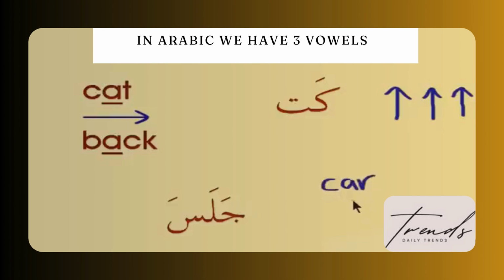It's car. It's not car. So this will be one syllable. That's another syllable. And that's another syllable. So it's three syllables. Ja, la, sa. Now here, when we say car, there's an elongation. That's written differently, and we'll explain that later on, inshallah.